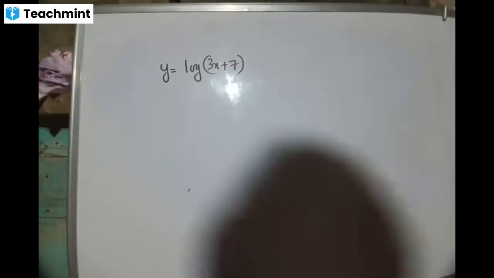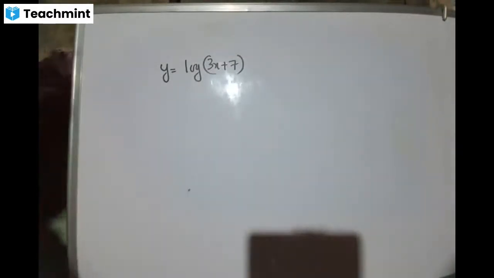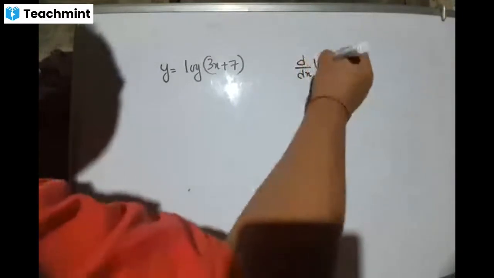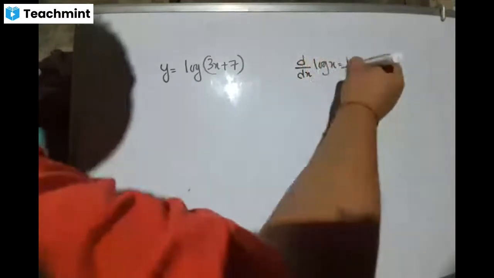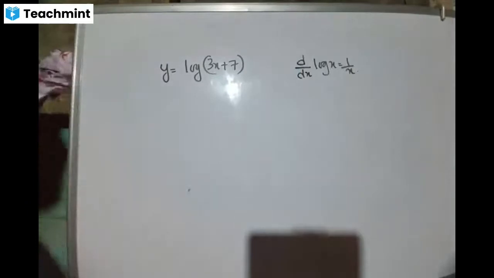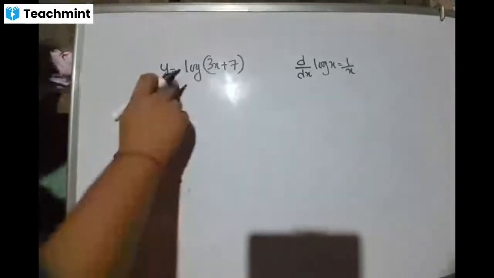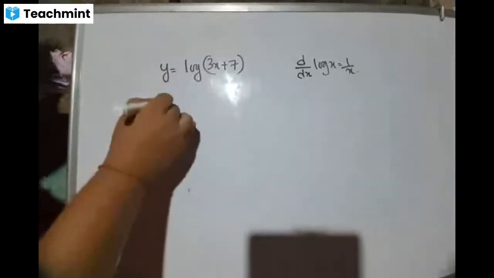So the moment you see log, you are going to remember the formula, that is d by dx of log x is equal to 1 by x. So how does log get broken? You get 1 by x. So everyone look at the board. Don't forget to write differentiating with respect to x. Y's derivative, everyone knows, is dy by dx.